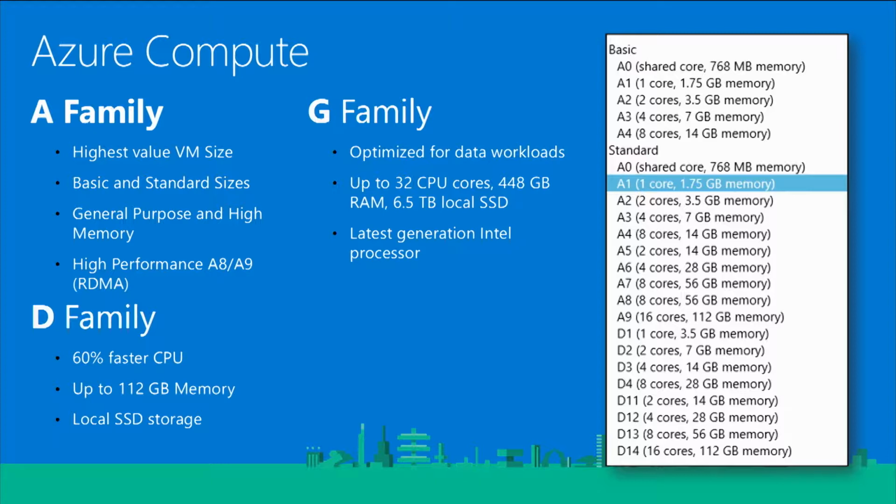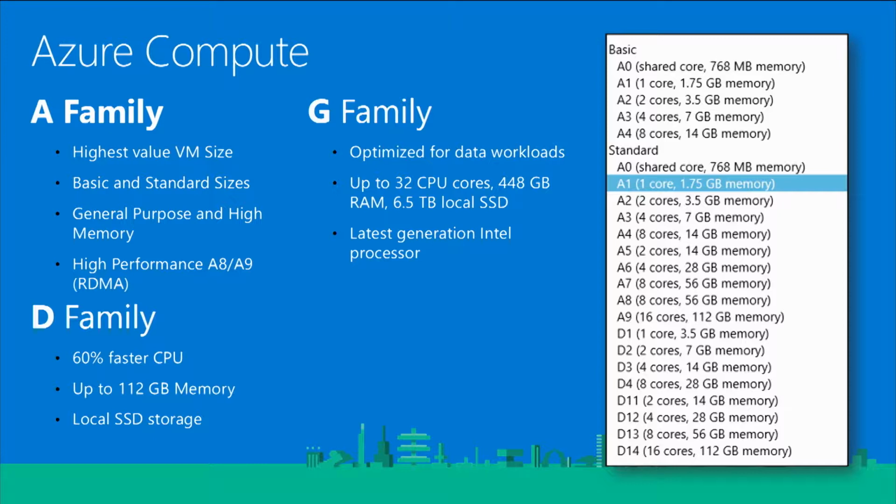The 3 big families that you're going to want to know for certification are the A family, G family, and D family. The A family is pretty much your value size for VMs. They come in standard or basic. Basic doesn't support auto scale and a lot of the load balancing features. The standard does. That's one of the primary differences between them. So basic is a way for you to save costs if you're never going to replicate across multiple instances, whereas standard gives you the flexibility to do that.